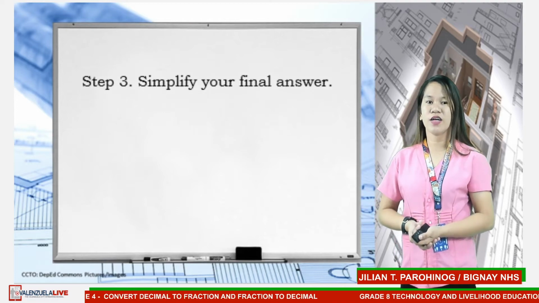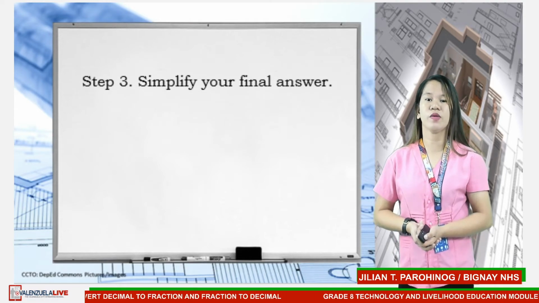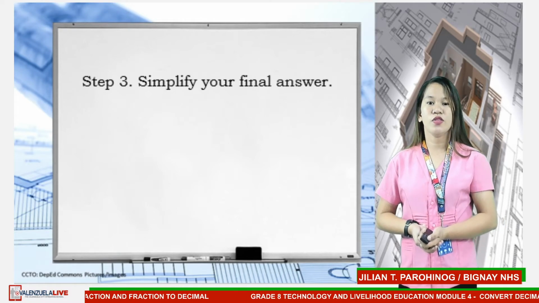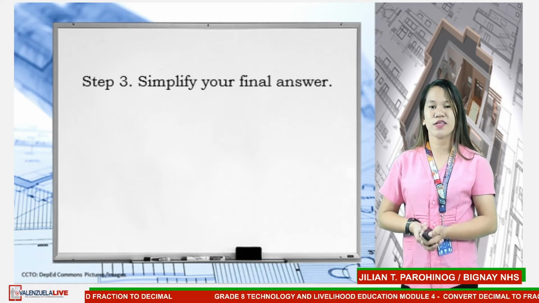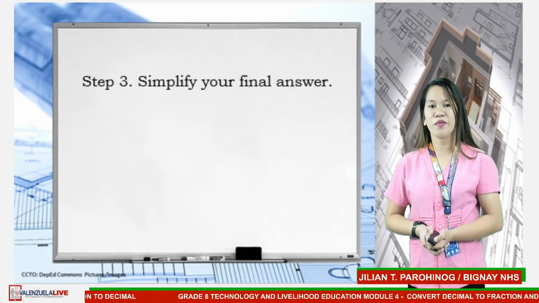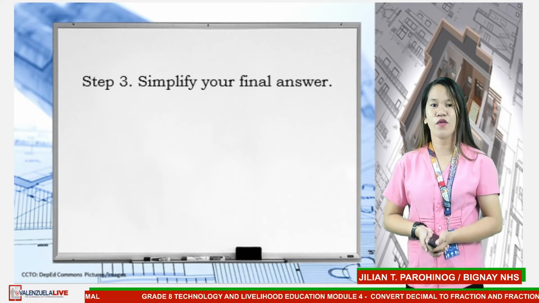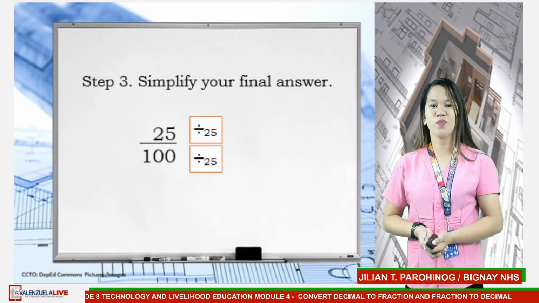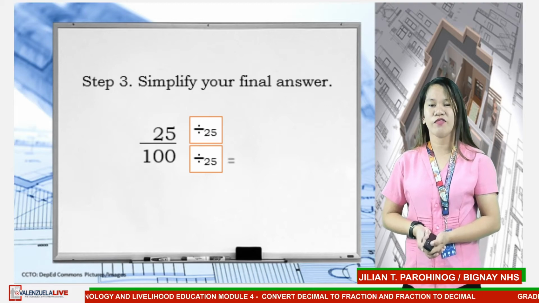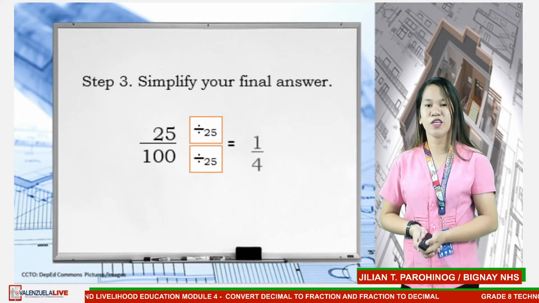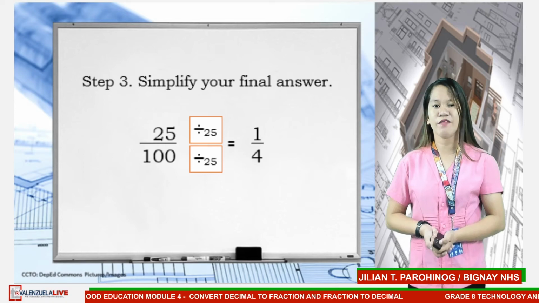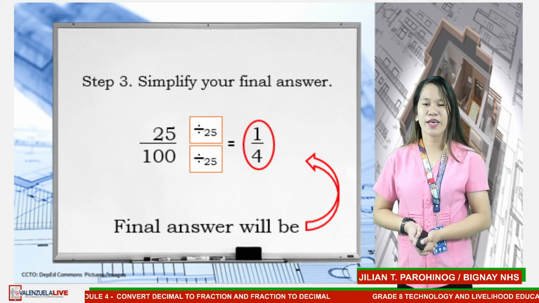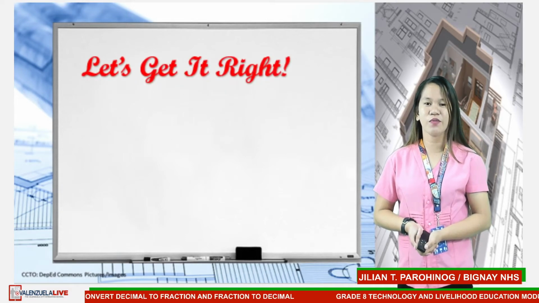The numerator has become a whole number by multiplying the numerator and denominator by 100. Doing this will make the division process easy. So here we have 25 over 100. Since both of them are divisible by 25, the final and simplified answer that we have is 1/4. Okay, so here the final answer will be 1/4.